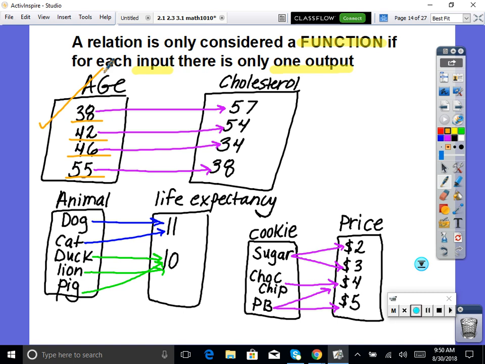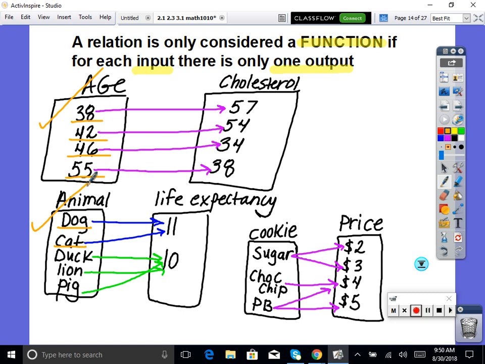Now let's look at this next one. Animal and their life expectancy in years. Dog has 11 years, correct? Yeah. Cat also has 11 years. However, each input can only have one output. Doesn't dog only have one answer? Yeah. Cat only has one answer. We're still good. Duck to 10, lion to 10, pig to 10. All the x's still only had one answer. Do you guys see? So this one would be a function.